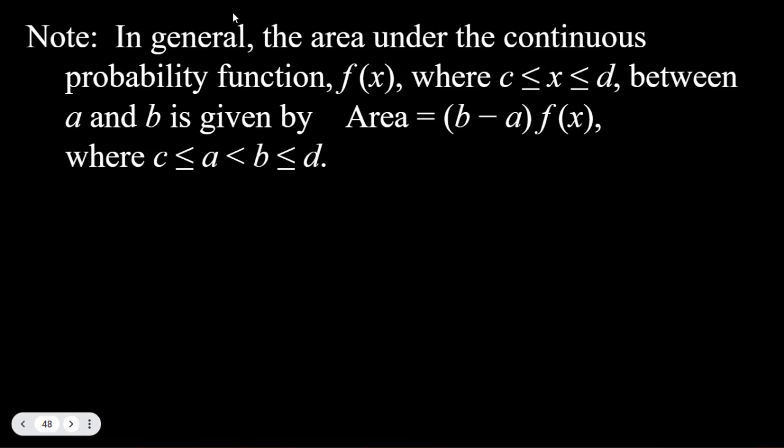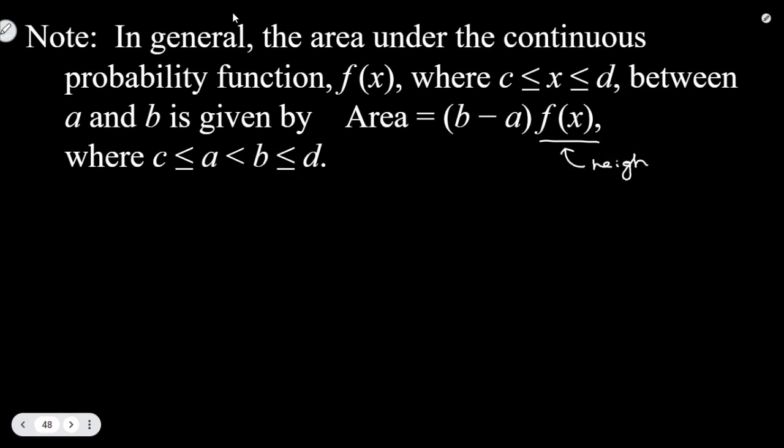So note, in general, the area under the continuous probability function f of x, where x has to be between c and d, between a and b. So we're finding the probability that it's between a and b. That's kind of confusing; I may have to rewrite that. It's given by area equals, now I did these in reverse order, but here's our height, the f of x function, and here's our width that we're looking at. Notice in this case that your a and your b are inside your interval, and these are the total intervals that we're looking at.